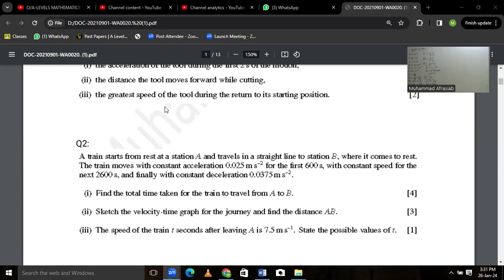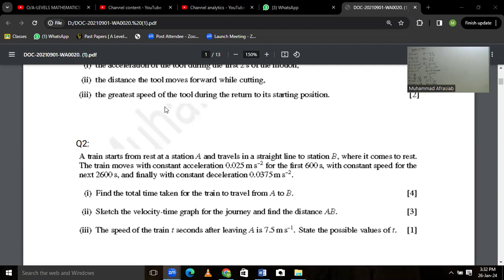The train moves with a constant acceleration of 0.025 meters per second squared for the first 600 seconds, then with constant speed for the next 2600 seconds, and finally with a constant deceleration of 0.0375 meters per second squared, until it comes to rest. Part 1. Find the total time taken for the train to travel from A to B.